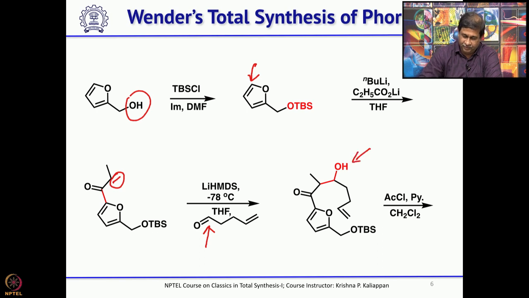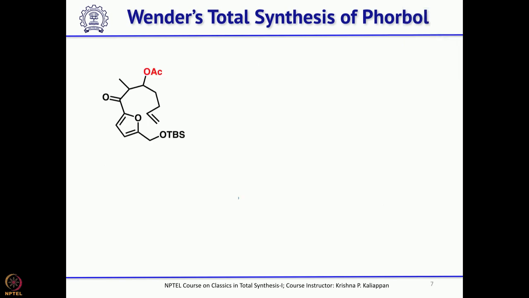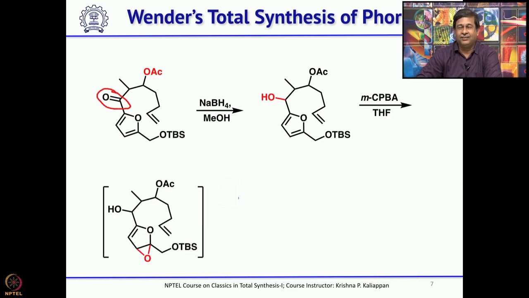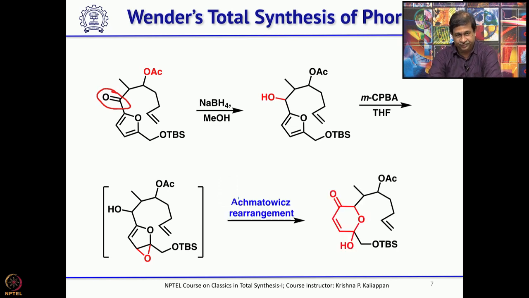You protect the hydroxyl group as acetate, then carry out the key reaction, that is, first you reduce this ketone. As I said, you need an alcohol there for carrying out the key oxidopyrylium-alkene cycloaddition reaction. Once you have this alcohol, treat with mCPBA. The mCPBA first forms the epoxide here, then it undergoes the Achmatowicz rearrangement. I had already discussed this when I talked about, I think, erythronolide; I discussed the Achmatowicz rearrangement. So that gives the gamma-hydroxy pyranone.